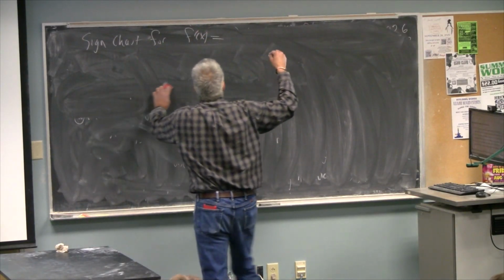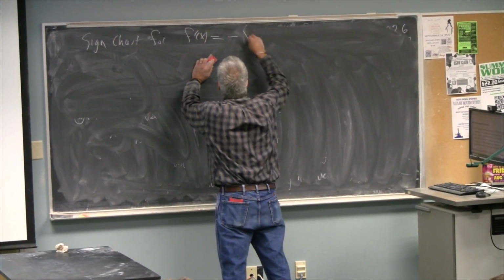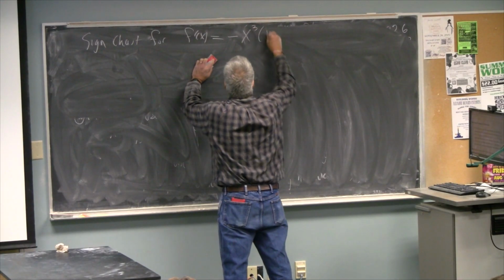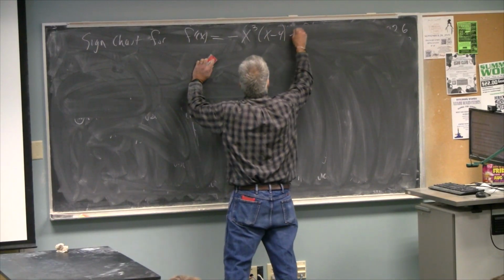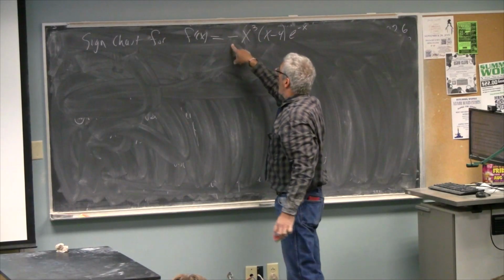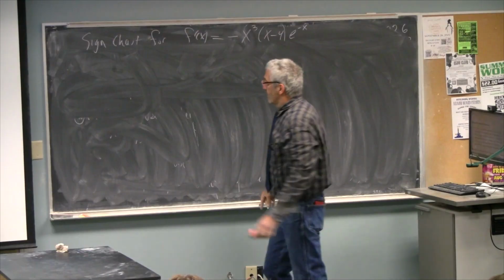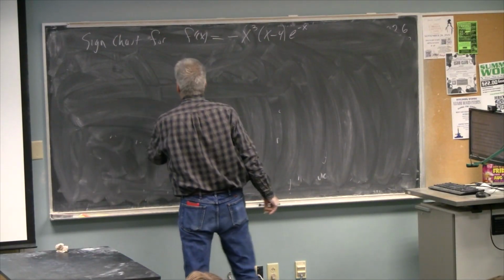Now remember, f prime of x we decided is, or I decided, I did all the work, I'm taking all the credit, minus x cubed times x minus 4 times e to the minus x. So we've got 4 things going on here. A minus, we've got an x cubed, we've got this factor, and we've got e to the minus x, and we've got 2 important x values.